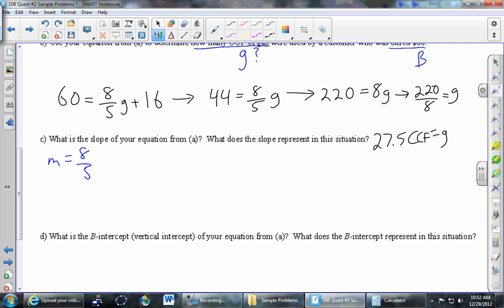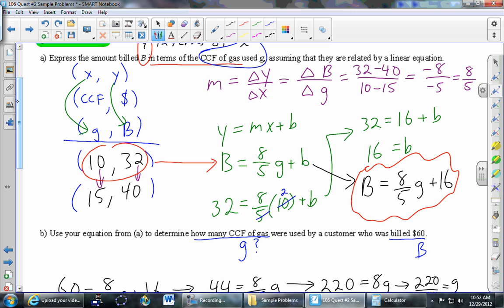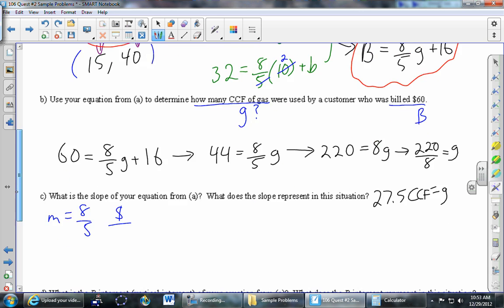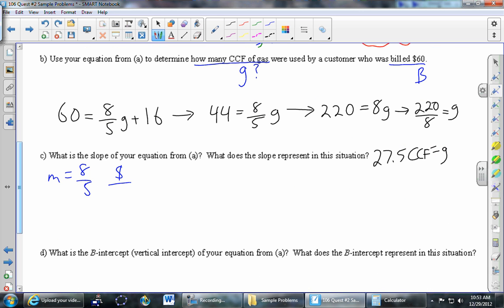So I'm going to start putting the units over here. Dollars per. And then where'd the 5 come from? So the 5, right there, came from subtracting 10 and 15. Those are both G values. G is measured in CCF. So that was number of CCF. So downstairs is number of CCF. So this must be dollars per CCF. $8 per 5 CCF. Maybe it's better if we make this a unit fraction or a decimal.